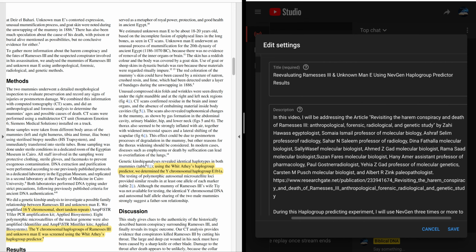We have it also over here. Genetic kinship analysis revealed identical haplotypes in both mummies. Using Athey's haplogroup predictor, we determined that the Y-chromosomal haplogroup is E1b1a. So they used Athey's haplogroup predictor, and that's exactly what we're going to do today.